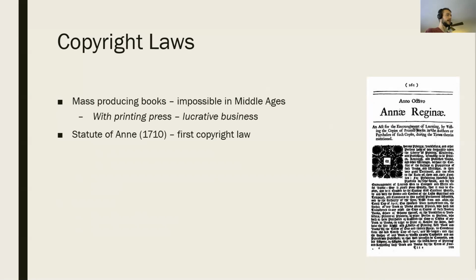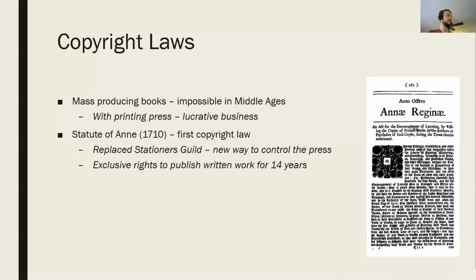So in 1710, we see the first example of what we can call a copyright law, which is the Statute of Anne in the United Kingdom. This law replaced the previous Stationers' Guild, and this became the new way that the press was regulated.